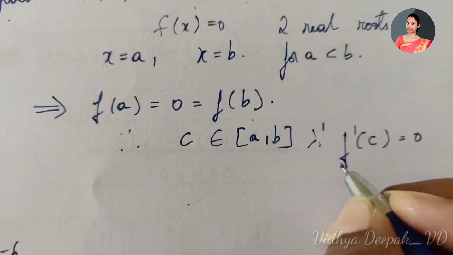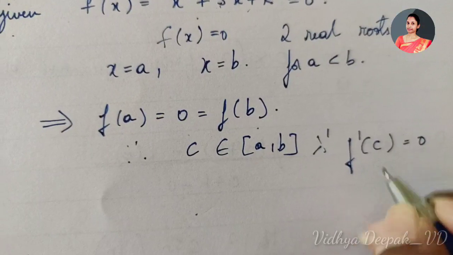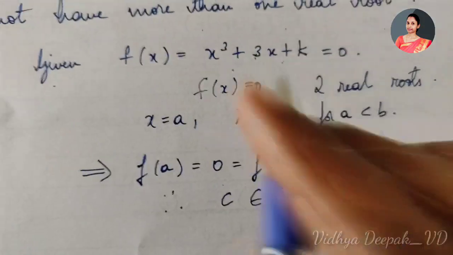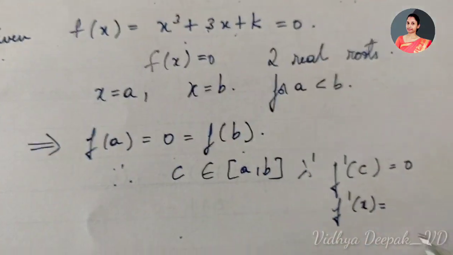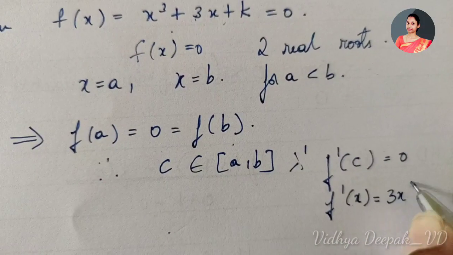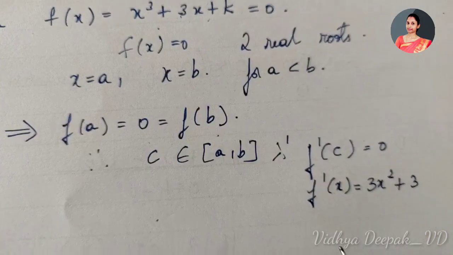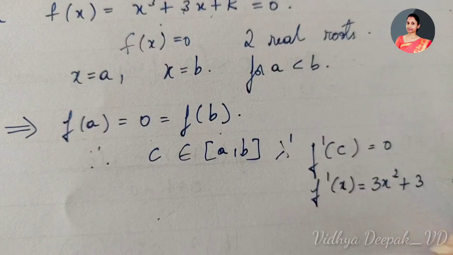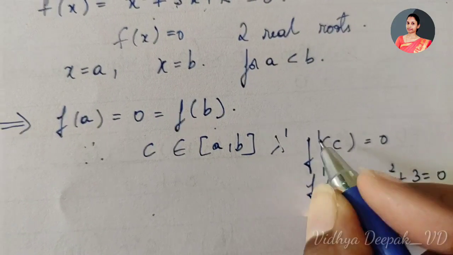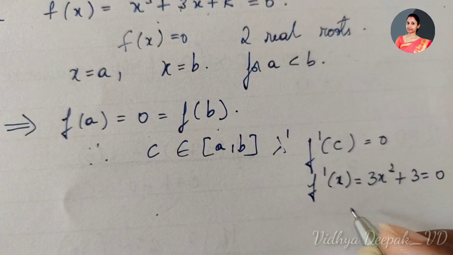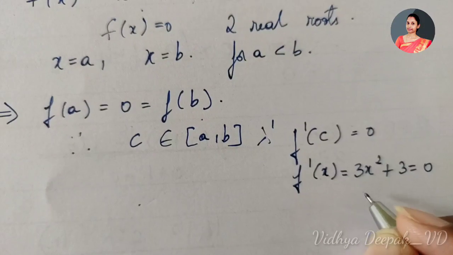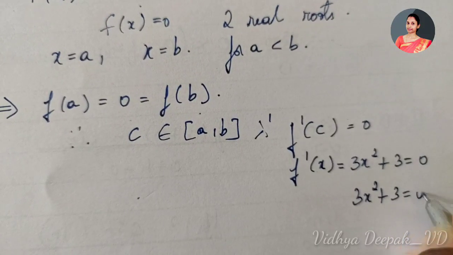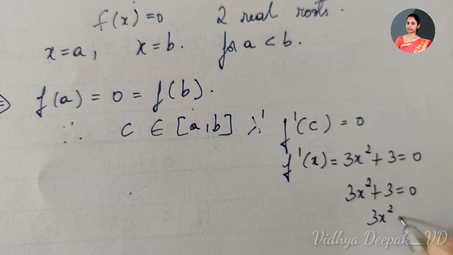What was our f dash of c? We are taking c is equal to x, always. So f dash of x. What is f dash of x? Differentiating the function, we get 3x square plus 3. Now we are considering f dash of c is equal to 0. When we consider this equal to 0, what is the value of x? We have 3x square plus 3 is equal to 0. That means 3x square is equal to minus 3.